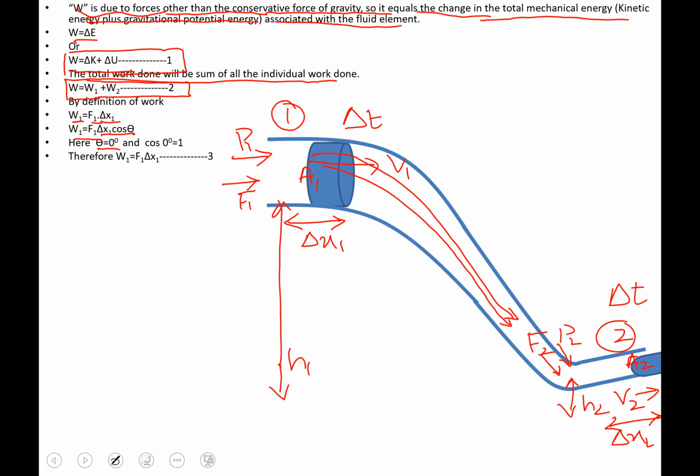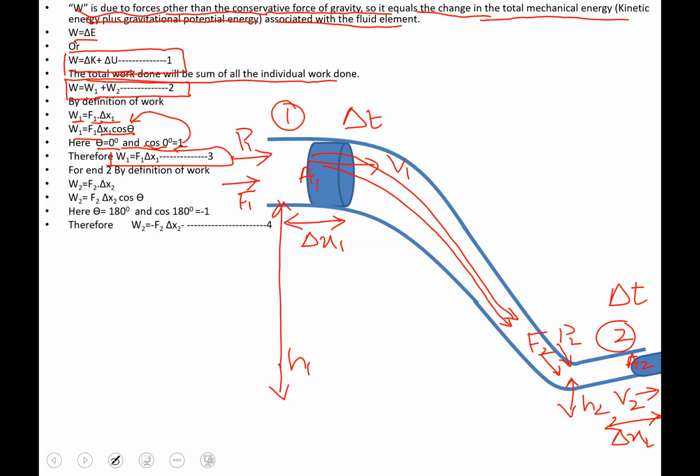When we put theta equal to 0 in cos theta, the answer will be equal to 1. Putting this value in this formula, we get W1 is equal to F1 into delta X1. We are calling that equation number 3.